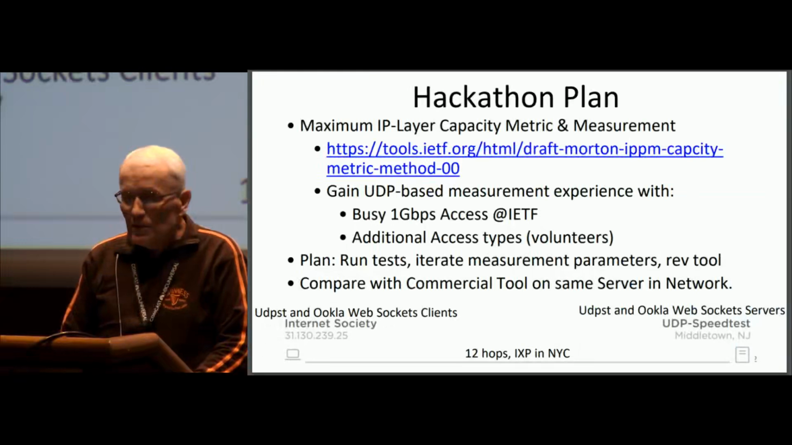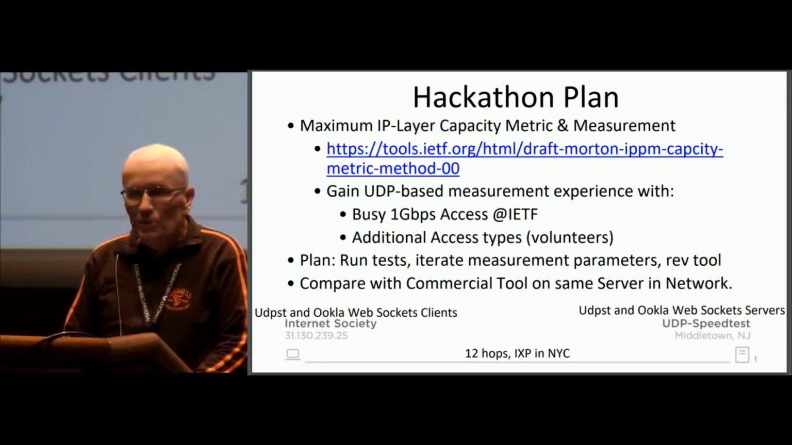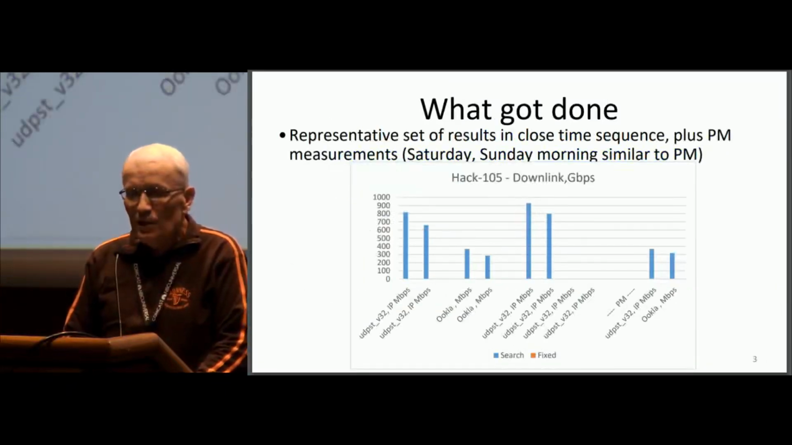So we ran the tests, we iterated some measurement parameters. We're going to revise the tool based on what we learned and compare with the commercial tool. Everybody knows what that commercial tool is. It's Ookla's. So we ran side by side for the tests that I ran to the UDP server in Middletown, New Jersey, both servers and clients on the same machines. And here's a quick representative set of results.